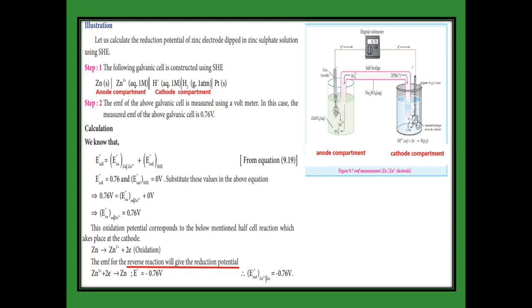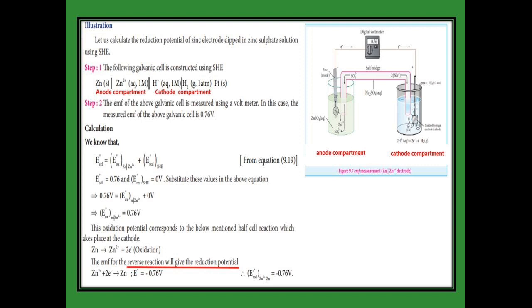In anode, always oxidation takes place. In cathode, always reduction takes place. What is oxidation? Oxidation means loss of electron. So the zinc loses 2 electrons and becomes zinc 2 plus.